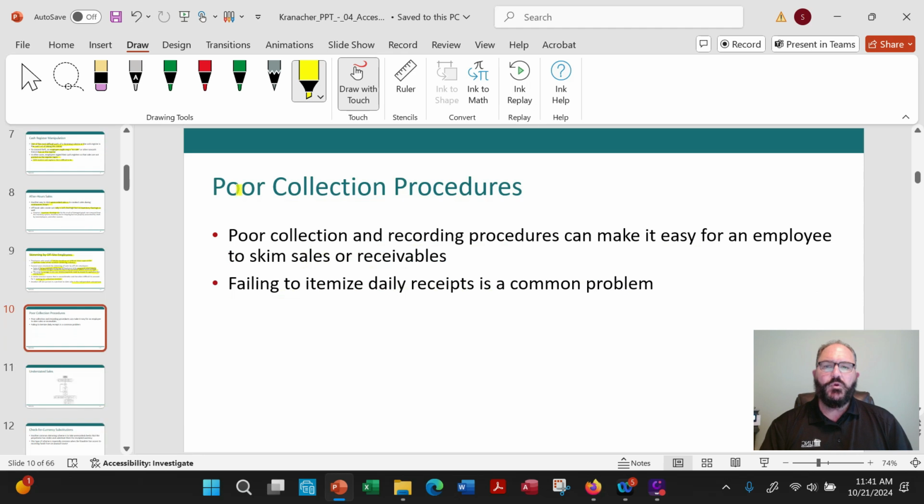Poor collection procedures. Poor collection and recording makes it easy to skim. Failing to itemize daily receipts is a common problem. So what they're getting at here is if you're not diligent with your record keeping, if you don't have, for example, two people checking, there's no separation of duties. This is a big problem.